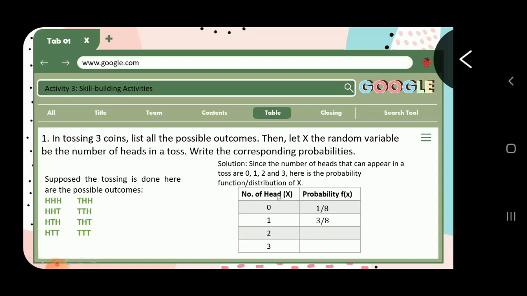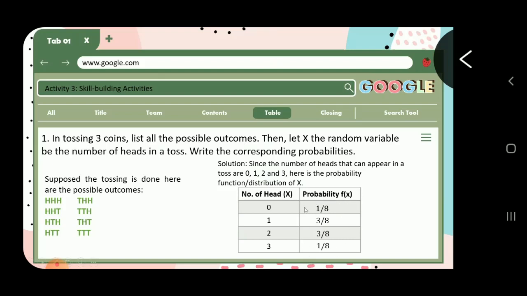Number of head kay 2. Dapat 2 lang ang head. Pila ka buok? 1, 2, 3. O, 2 lang ka head. Naa dire. So, naay 3 ka buok. So, naa tay 3 over 8. Next, number of head kay tulo. Tulo gyud ka head. So, naa tay isa. Isa ka buok. So, naa tay 1 over 8. So, mao na din atong answer sa atong probability.